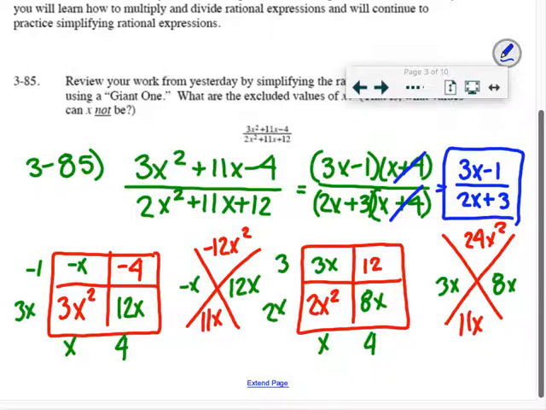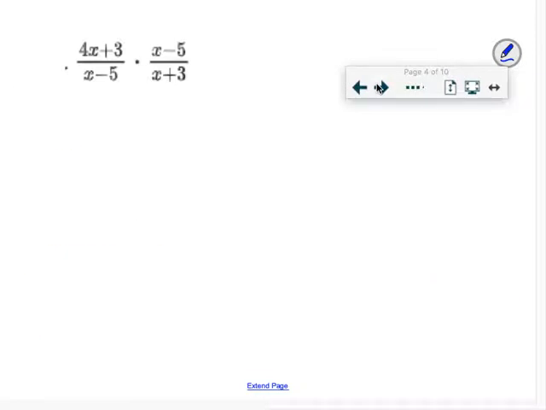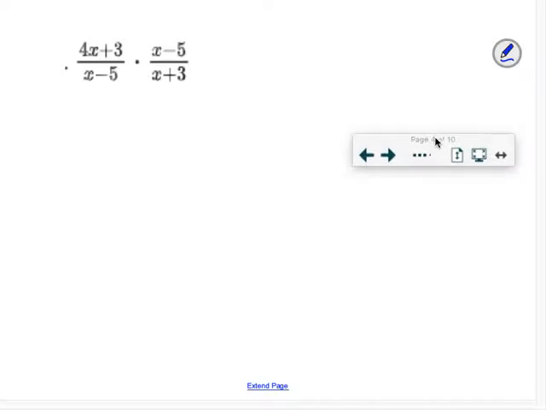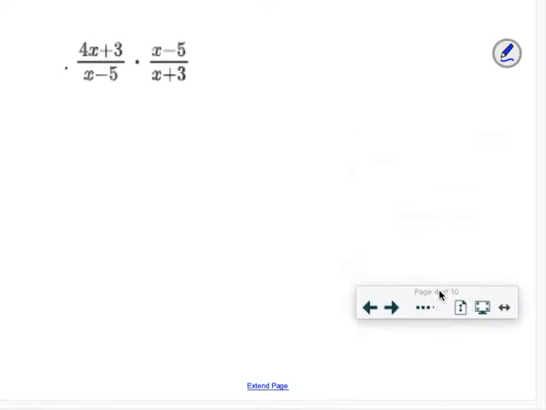We have to have that foundational base to move forward with multiplying and dividing, and then tomorrow adding and subtracting. Okay? So here we go, a pretty simple basic one. We are taking 4x plus 3 over x minus 5 times x minus 5 over x plus 3. Go ahead and see if you think you know, because we use that strategy of just multiplying straight across with fractions.